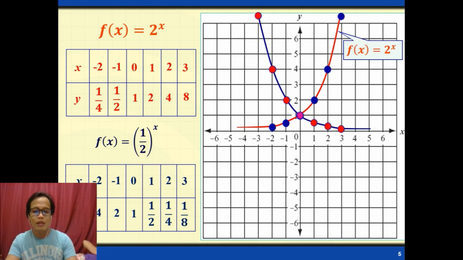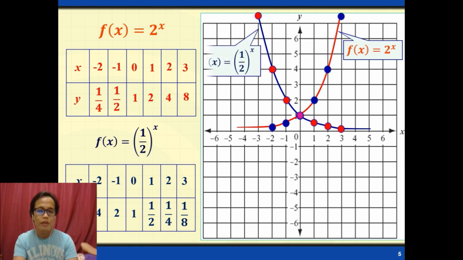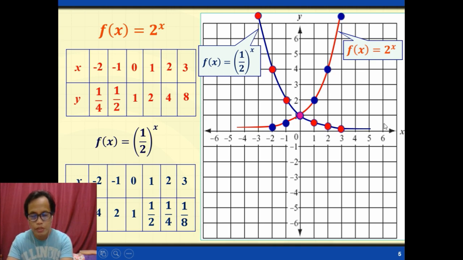Now, this is the graph of the function f of x equals 1 half quantity raised to x. Mauna ni siya ang graph para ani nga function. Now, as you have observed, the graph of these two functions moves closer and closer to 0. Tanawa, ang y diri moves closer and closer to 0. Kini sad siya moves closer to 0.